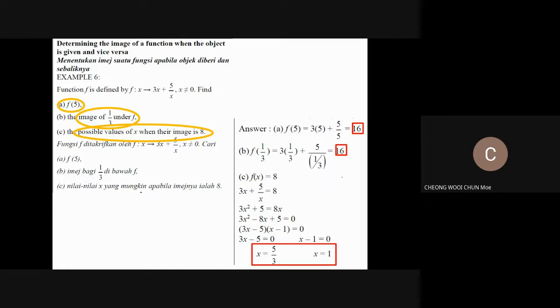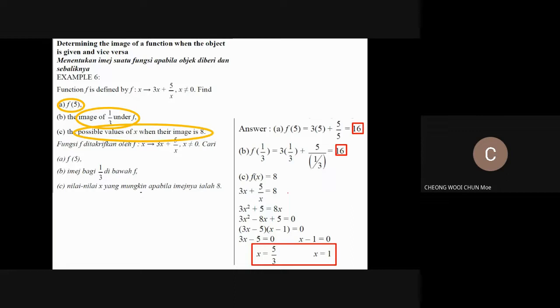You have 3x minus 5 and then x minus 1. So minus 5 minus 3x, you get negative 8x. Then you get the answer. So this transition is correct. Then from here, 3x minus 5 equals 0, x minus 1 equals 0, 3x equals 5, x equals 5 over 3, then x equals 1. That is the answer. All about imagination, how you found the answer.